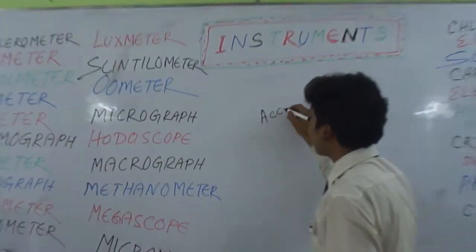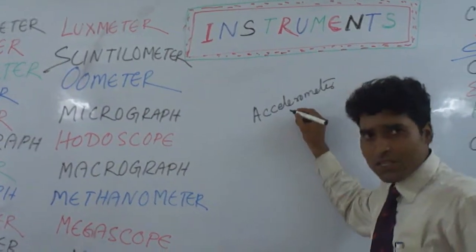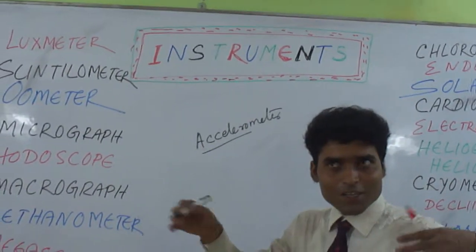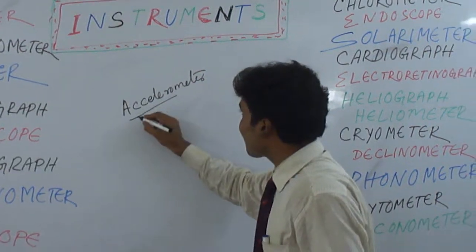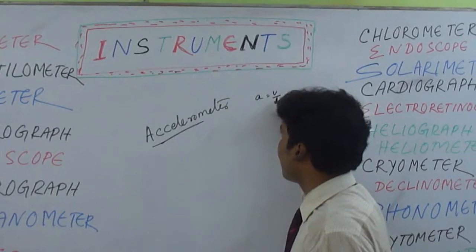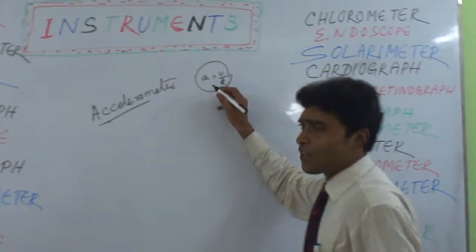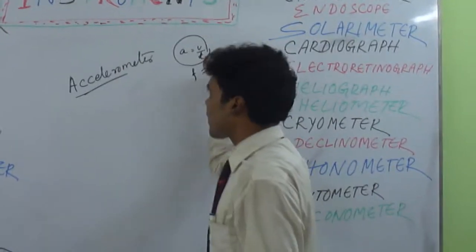You see, accelerometer. Just see this word. Acceleration means, in science, to speed up something, right? So accelerometer means not that. In science, you know velocity by time is your acceleration. Anyway, and force is mass into acceleration. Okay, you forget this one.